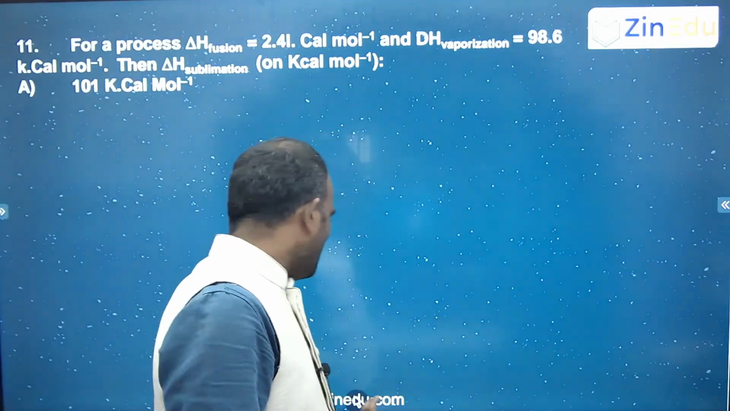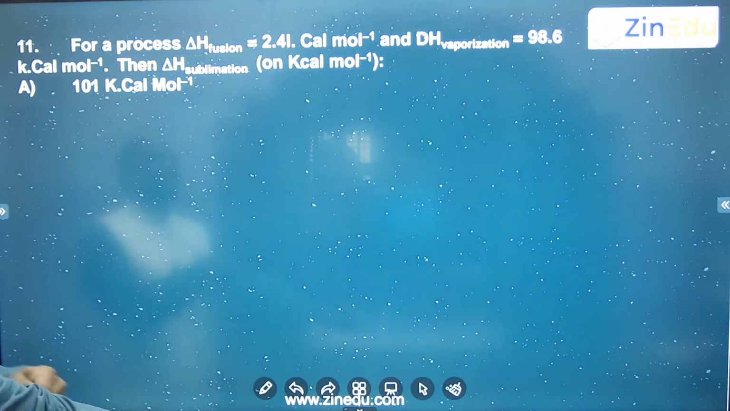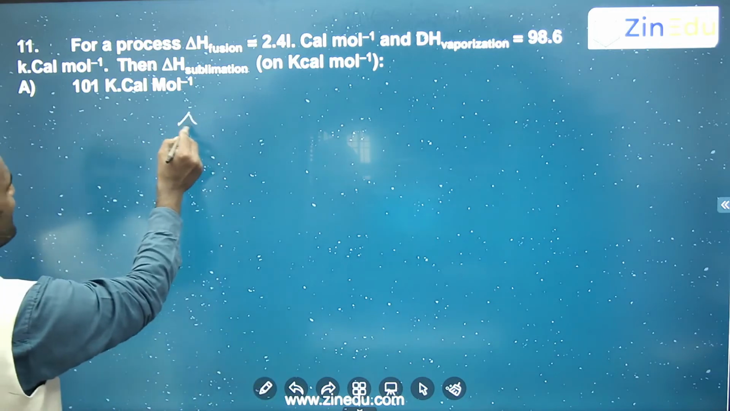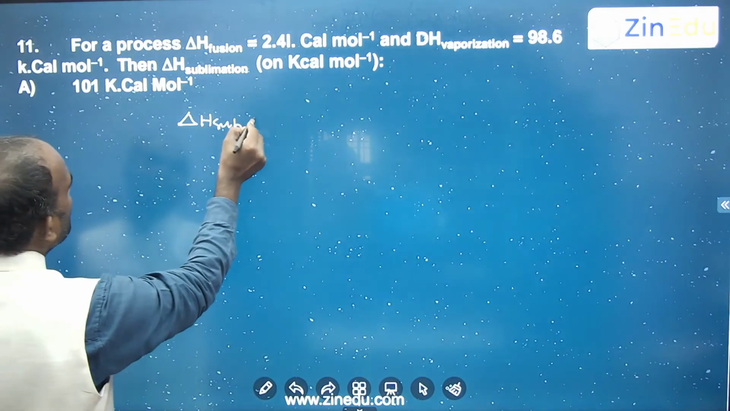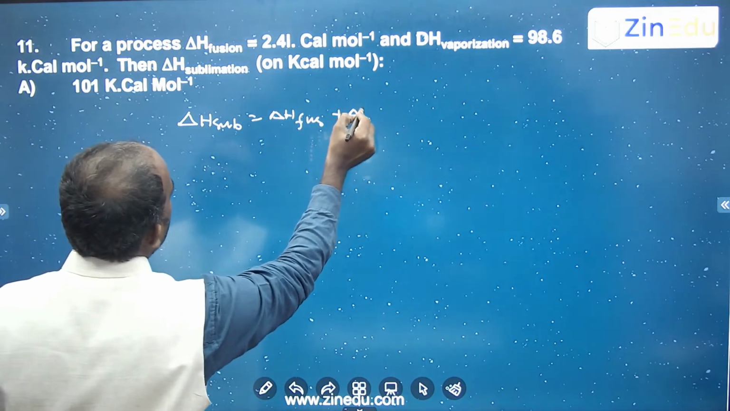It's a simple, actually it is a free hit. Next, for a process delta H fusion 2.41 calorie per mole and delta H vaporization 98.6 kilocalorie per mole, then delta H sublimation will be equal to delta H fusion plus delta H vaporization.